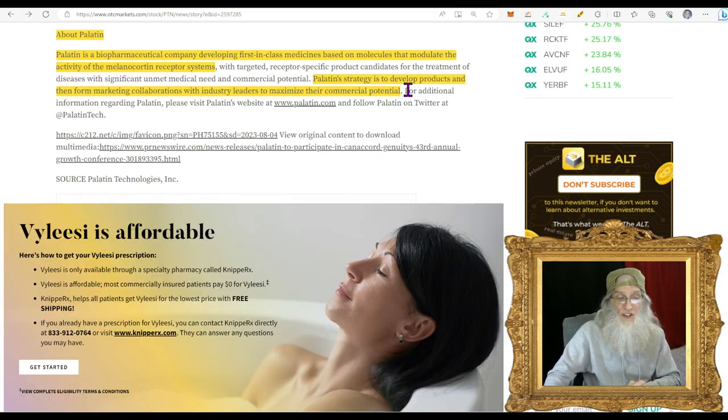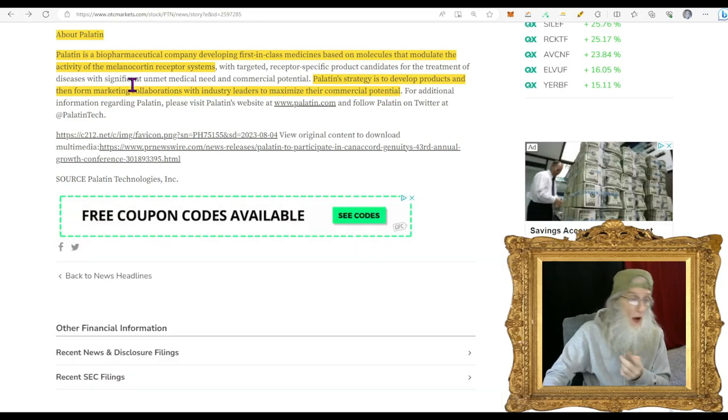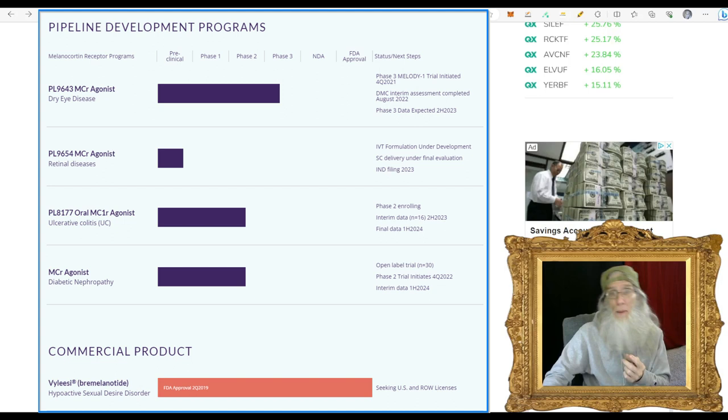Palatin's strategy is to develop products, then form marketing collaborations with industry leaders to maximize their commercial potential. And that's exactly what we're looking at today. The company has one federally approved drug that they can sell, and they made a deal today, and it's going to make them a lot of money, this deal. The other drugs they've got are all in the pipeline and working their way to being federally approved.